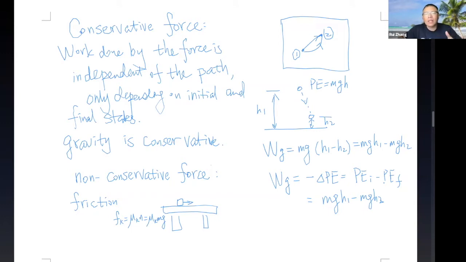So because the work is independent of the path, because it's a conservative force, we can define a potential energy like this.